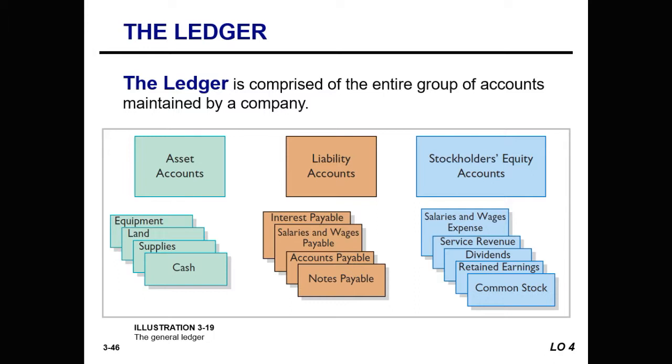liabilities or obligations, common accounts: interest payable, salaries and wages payable, accounts payable, notes payable, stockholders' equity accounts: salaries and wages expenses, service revenue, dividends, retained earnings, and common stock. Bearing in mind, of course, that all income or revenue accounts and expense accounts ultimately impact the stockholders' equity account through their interaction with retained earnings.